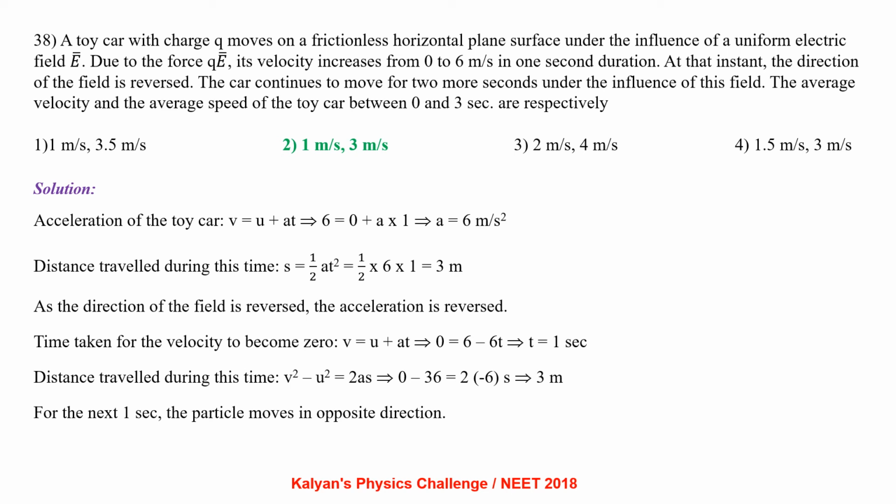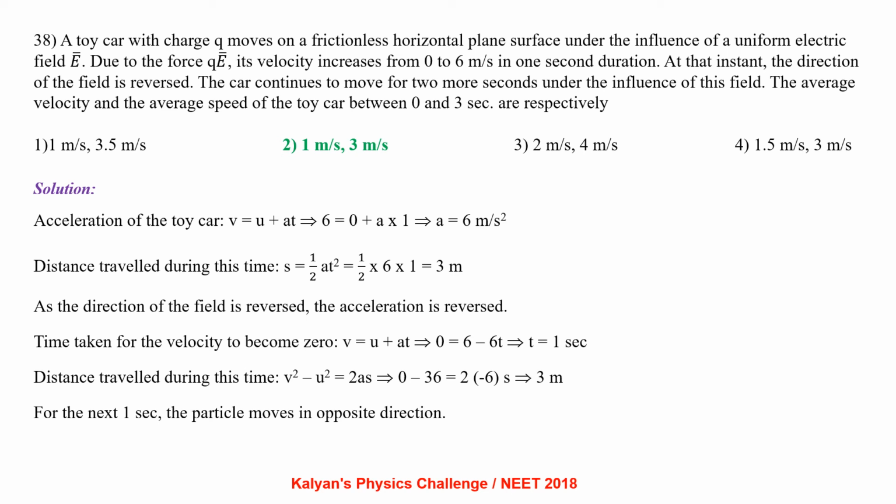Let us find the acceleration of the toy car from the formula v equal to u plus at. Final velocity is 6 meter per second. So from there we get acceleration equal to 6 meter per second square. Distance traveled during this time, s equal to half at square, comes out to be 3 meter.